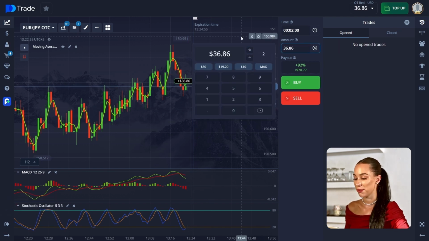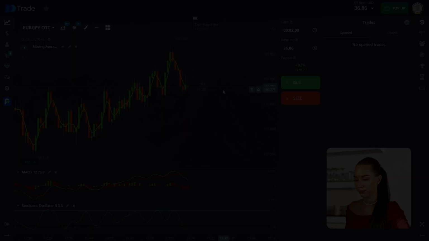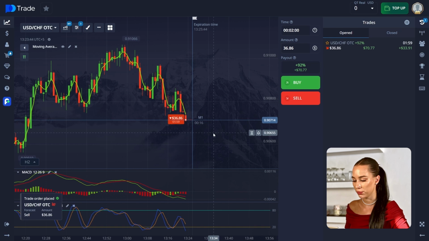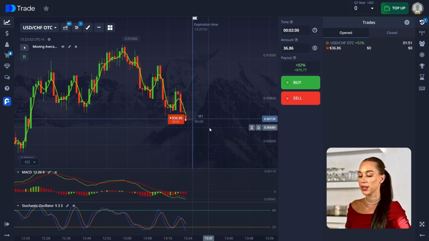Okay, now let's change the amount of money and we will find another situation. So here we can see it's the downward trend right now with some fluctuations, but anyway, we wait a little bit and we will open a sell signal here for 2 minutes. Okay, here is good. So yeah, we open a trade.